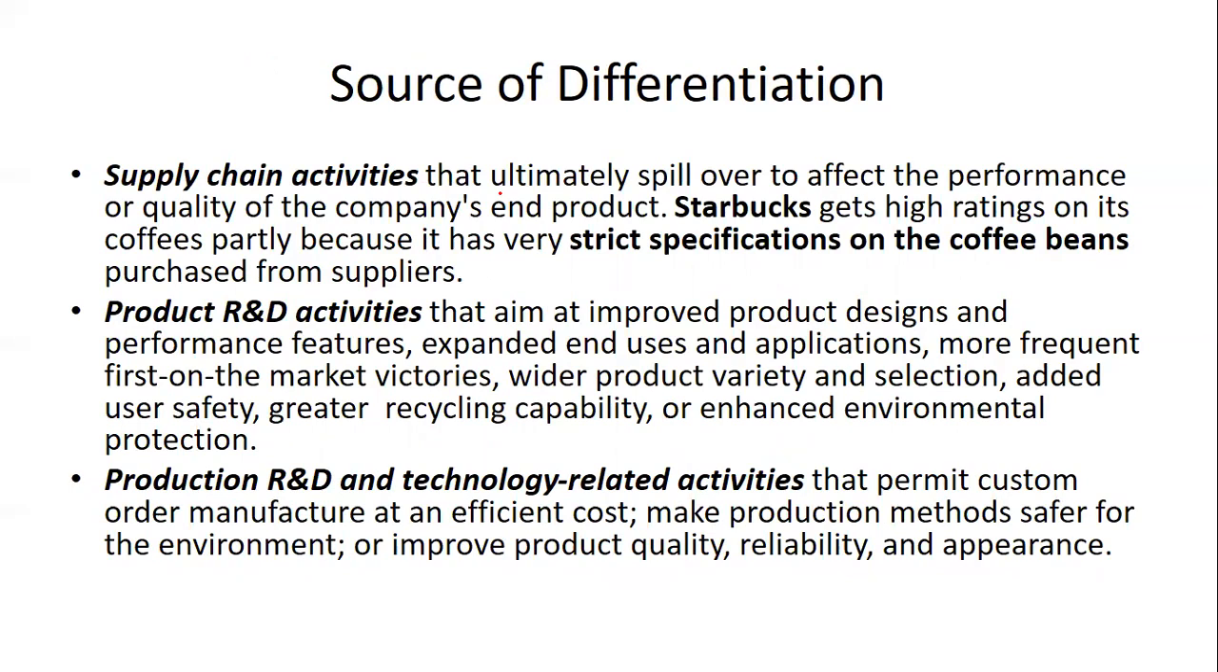With the help of supply chain activities, like for example, the performance and quality of the company's product. Starbucks has the highest rating on coffees, because it has very strict specifications on the coffee beans. Research and development activities, which lead to a variety of product line, wider product variety or selection, or a recycling capability, or environmental protection. Technology related activities talk about quality improvement, reliability, and appearance.